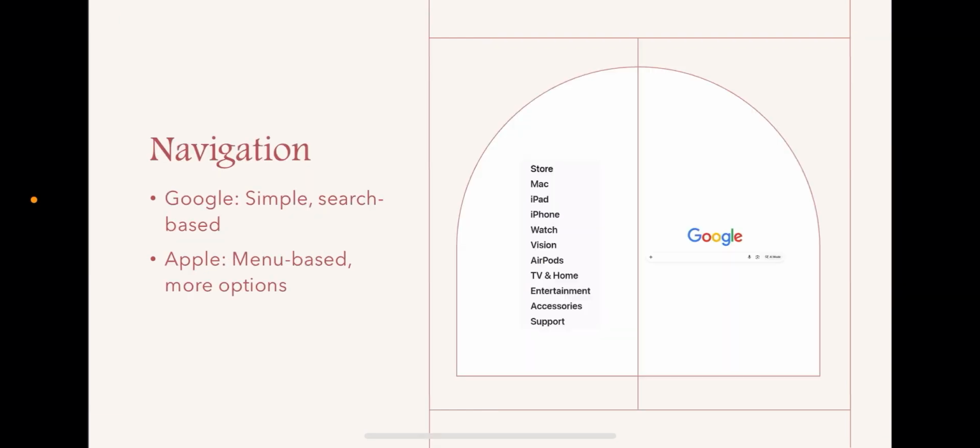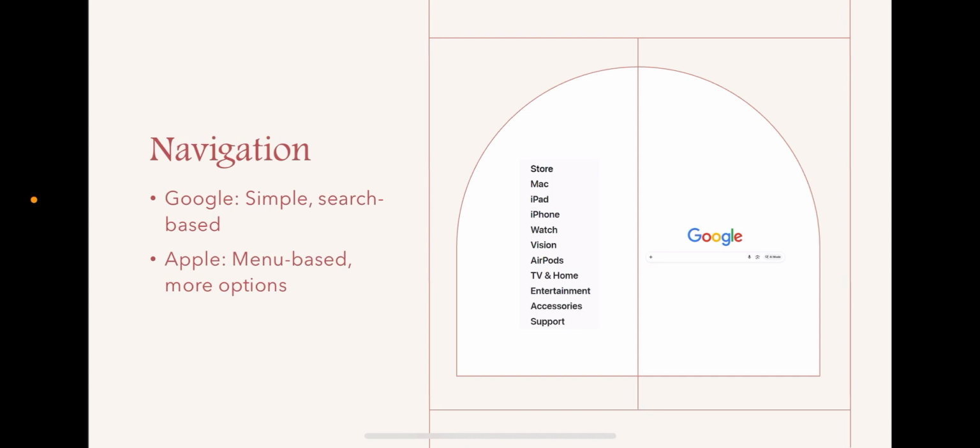When referring to navigation for both websites, Google's navigation is very simple because everything revolves around the search bar. Users can quickly find what they need by typing. Apple, on the other hand, uses a menu-based system with multiple options, which gives users more choices, but it can be slightly more complex.